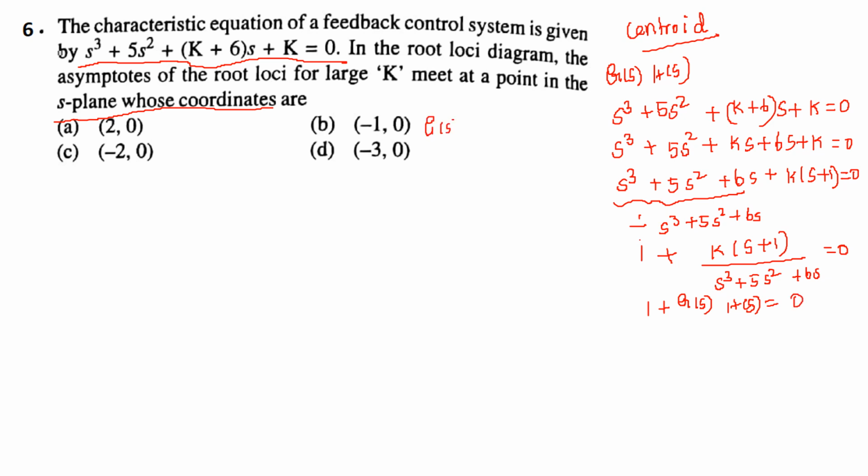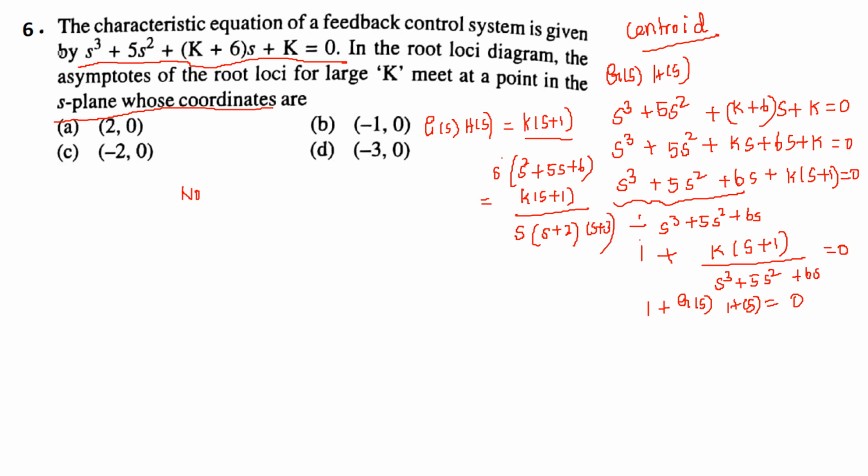So G(s)H(s) is equal to K(s+1) divided by s cube, take s outside, so s square plus 5s plus 6. Now I have to separate this. So K(s+1) divided by s, and separating this equation, s plus 2 into s plus 3. Okay, now find out the number of poles.